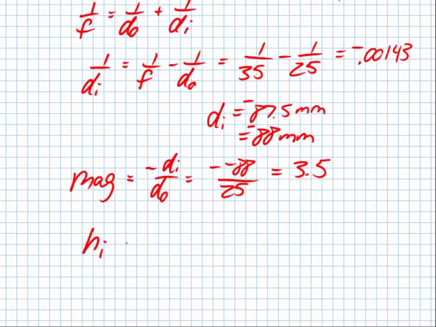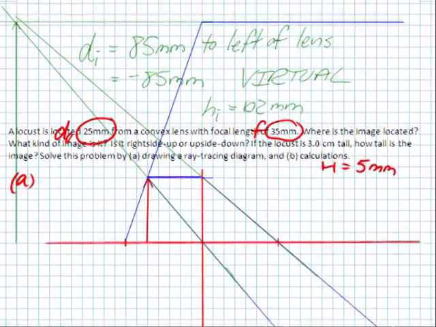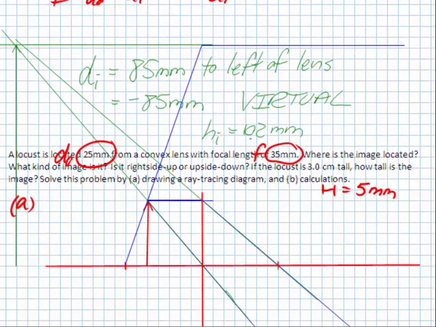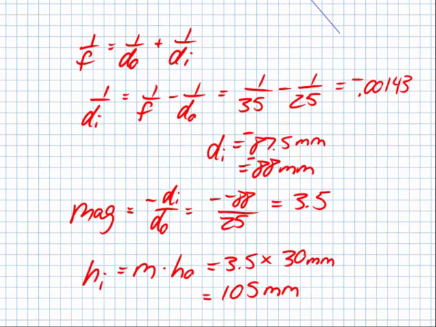So the height of the image is going to be the magnification times the height of the object. So 3.5 times the height of the object, which is 30 millimeters. And that's going to give us 105 millimeters as the calculated height of our image. Now what did we get in our drawing? We said 102 millimeters. The calculation says 105 millimeters. Pretty good agreement.